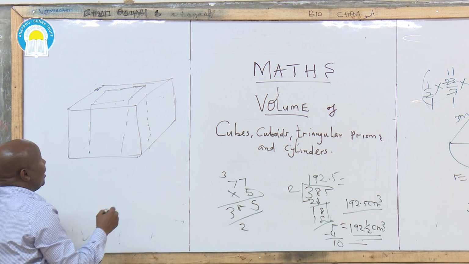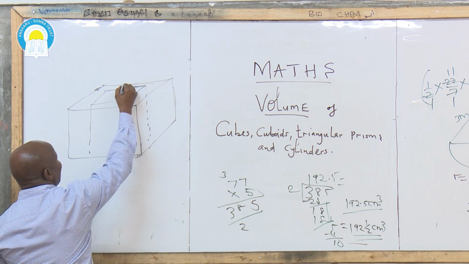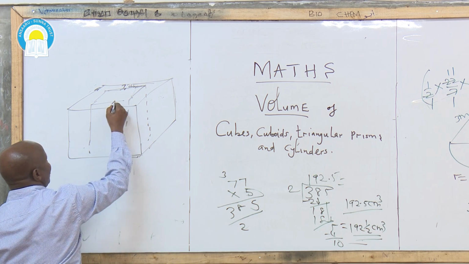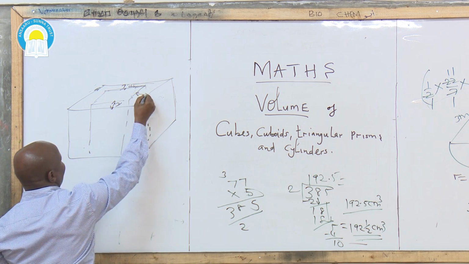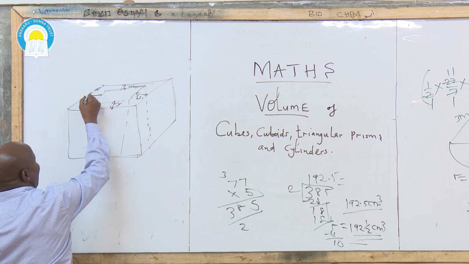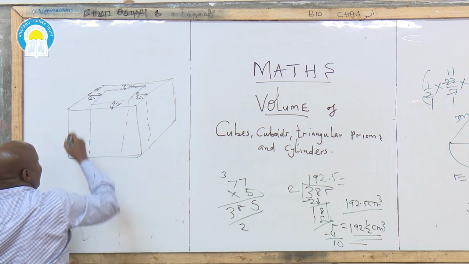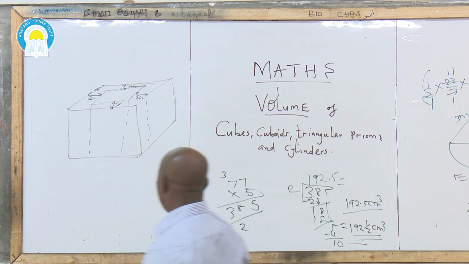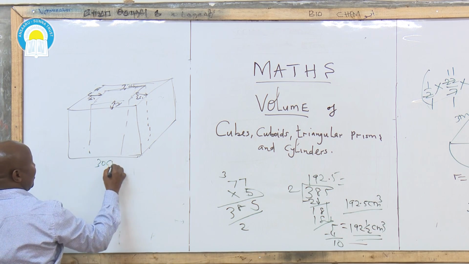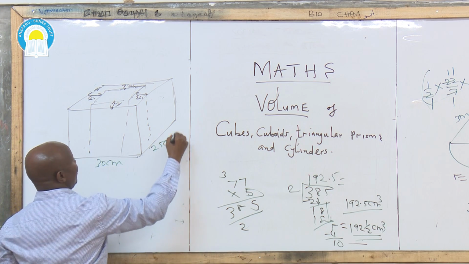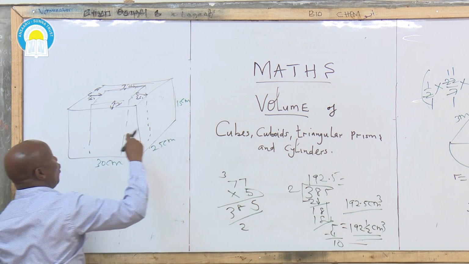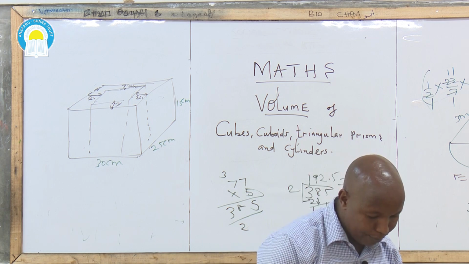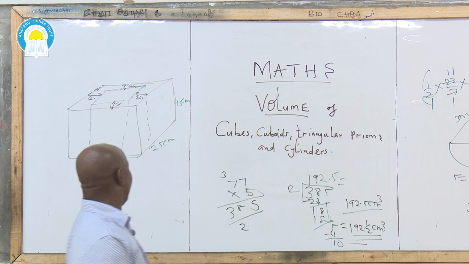Once it's open, you are told there is a thickness. The thickness between the hole is 2 centimeters, all the way around. This is the thickness of the box, 2 centimeters. Now, what is the volume of the timber used? You are given the length 30, 25, 15. This is 30 centimeters. This is 25 centimeters. This is 15 centimeters. What is the volume of the timber that is used to make that container?